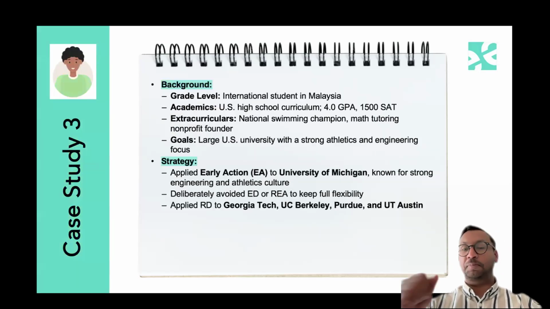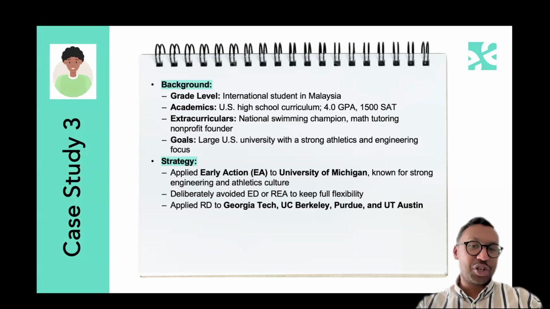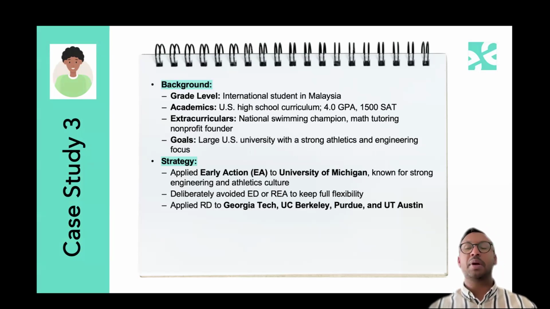So this is the, excuse me, final case study. So this is international student in Malaysia. They are doing a US high school curriculum, a 4.0 GPA, so a perfect GPA with a 1500 SAT. That is a really strong test score. Some extracurricular activities included national swimming champion, and the student also was a math tutor at a nonprofit.